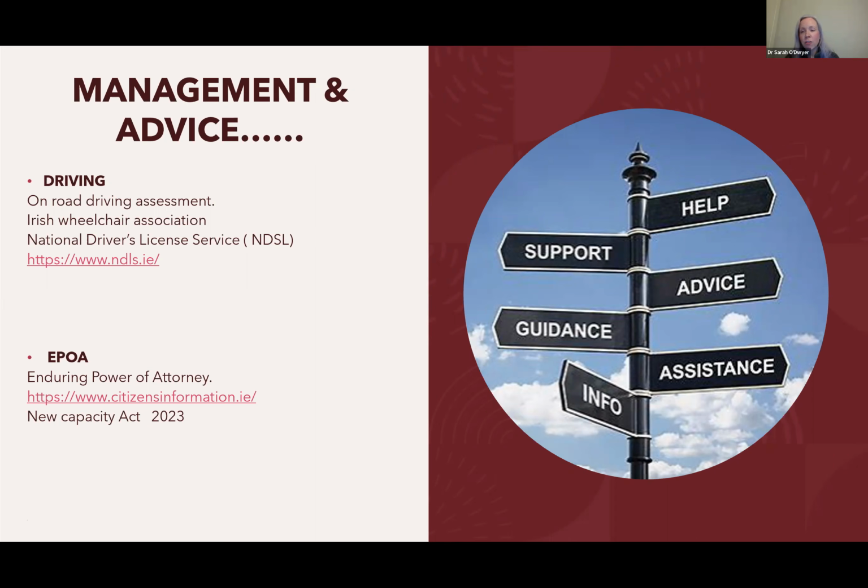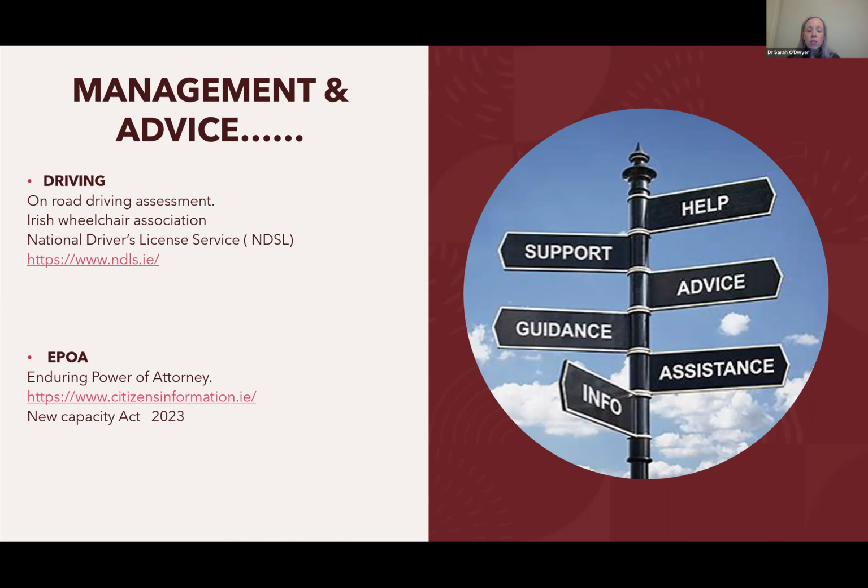So it's really important that someone, even before they've developed cognitive deficits, everyone should consider doing what's known as an enduring power of attorney. Now, the existing form of this is under the 2015 Act, but there's a new Capacity Act that's about to come into play and be invoked, and that's going to most likely be next year. Now, it was meant to be in the summer of this year, but it's likely to be 2023.